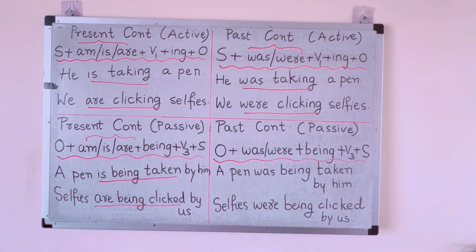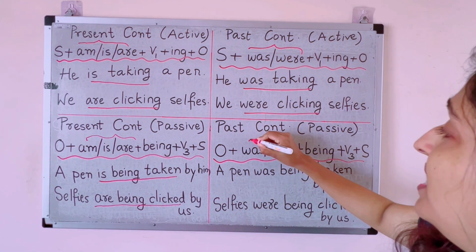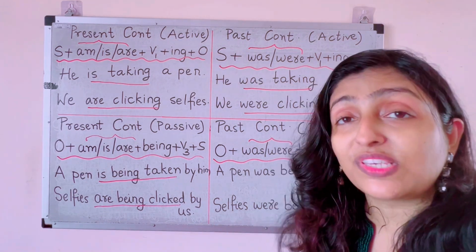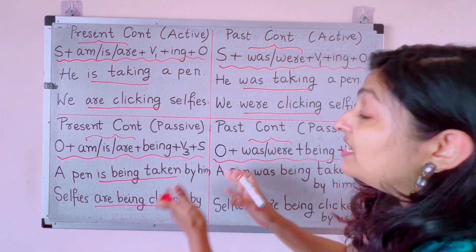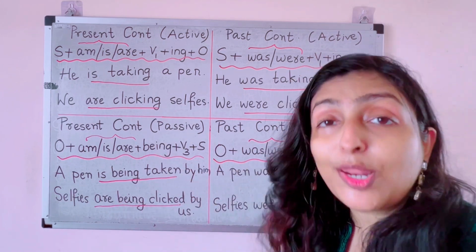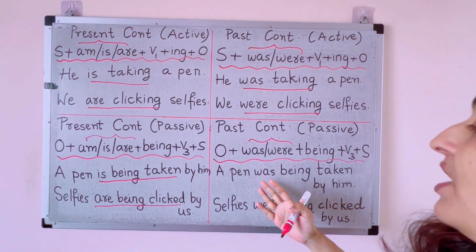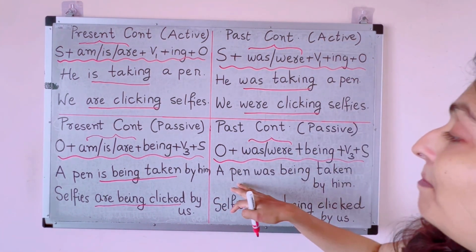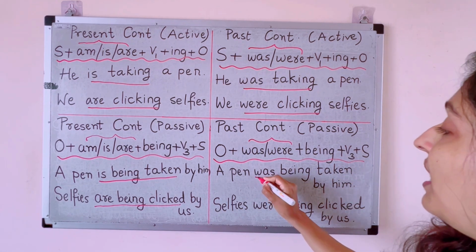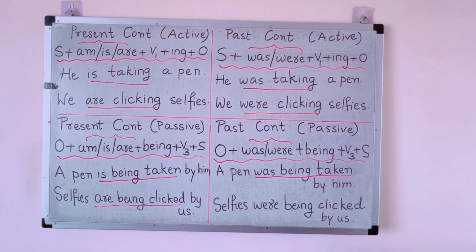Let's look at the examples. A pen was being taken by him. You have to choose an auxiliary verb depending on whether the subject or the object is singular or plural. So in this case, a pen is single. So I have taken was. A pen was being taken by him. This is the verb.